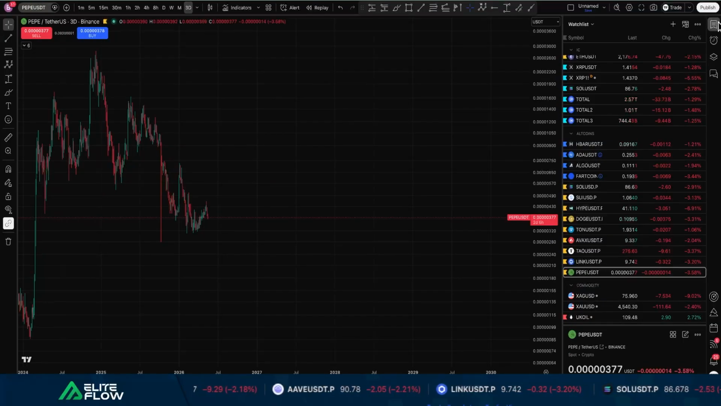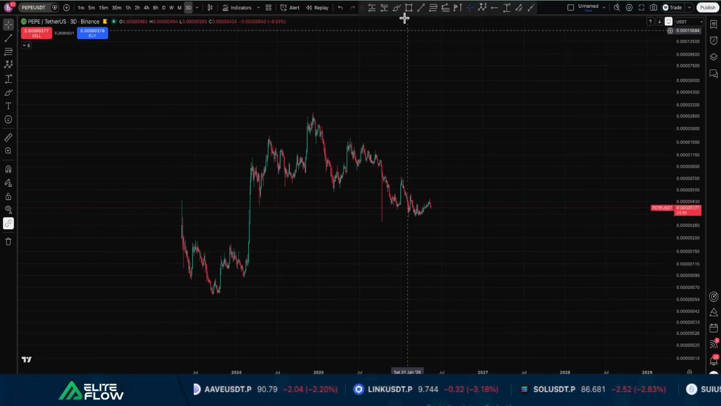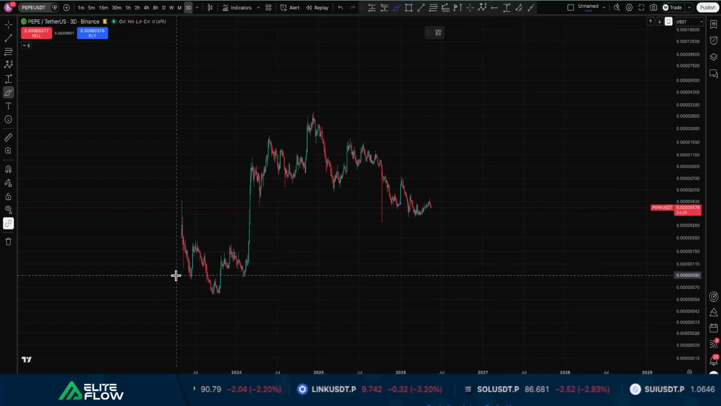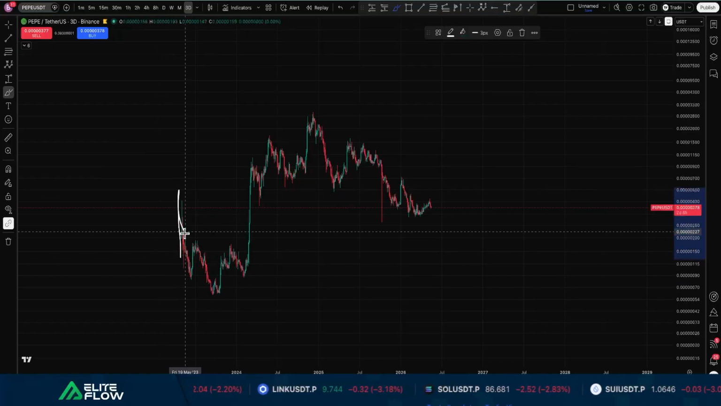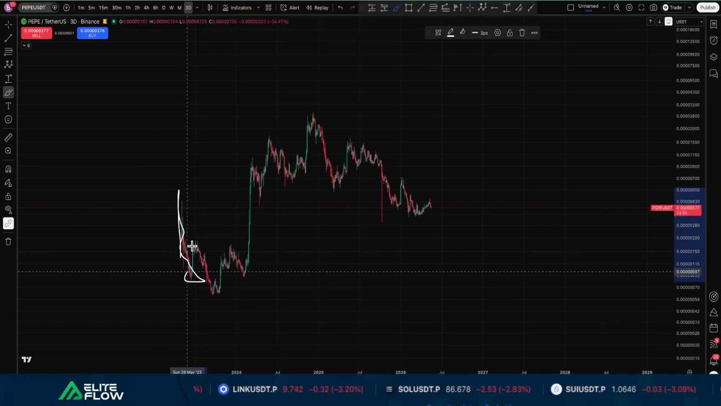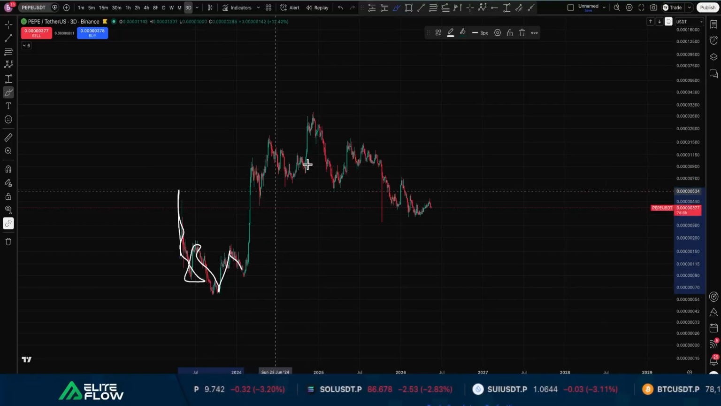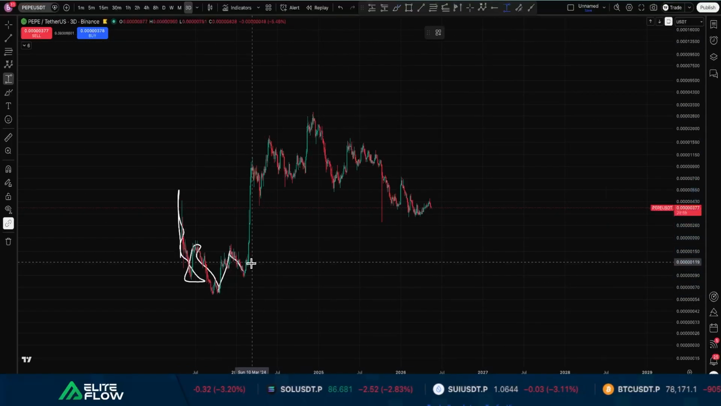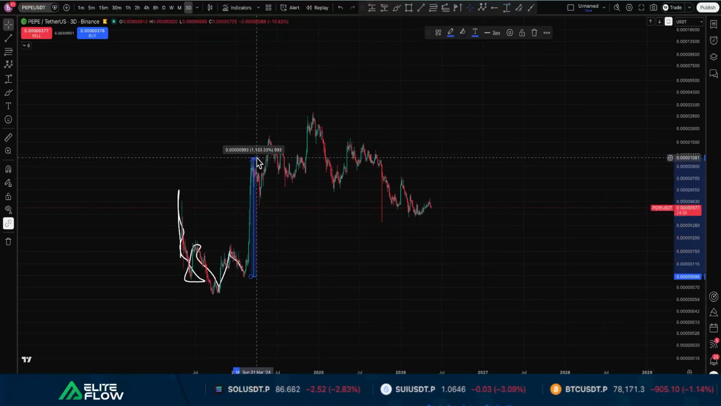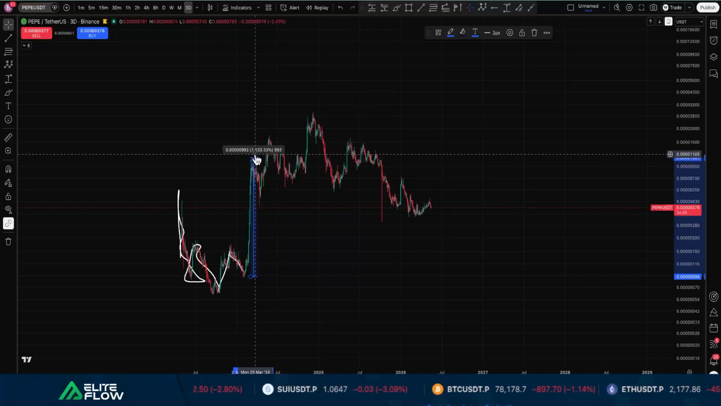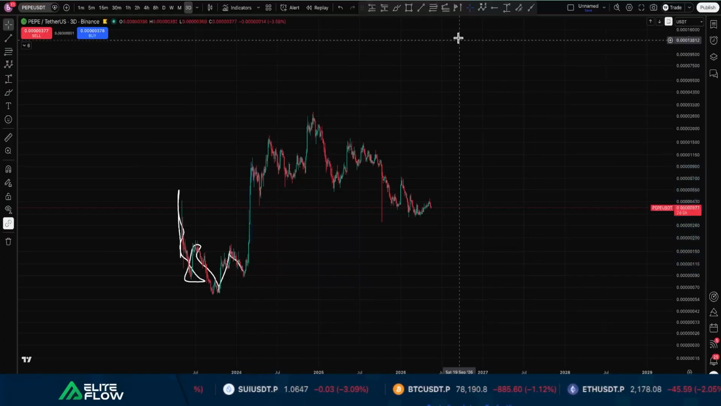Let's look at this. This is what I meant, okay? Pepe goes up and is bleeding down to death. It goes up and is bleeding down. This move up, look, just for the fun of it, this was a 1,000% move. That's not normal. That's not healthy. That's not good, okay? This is what manipulation looks like, okay?